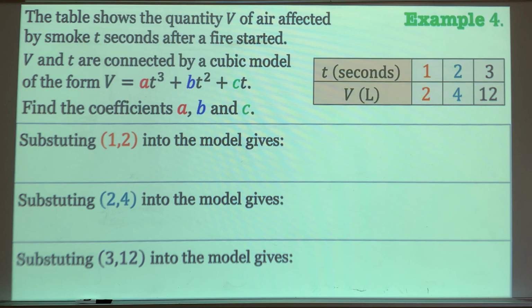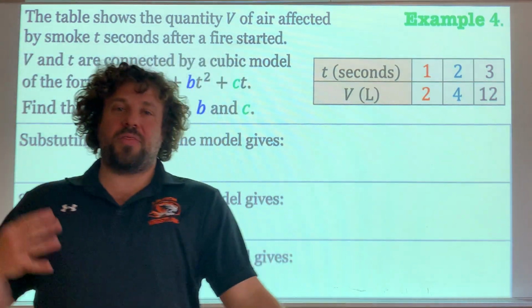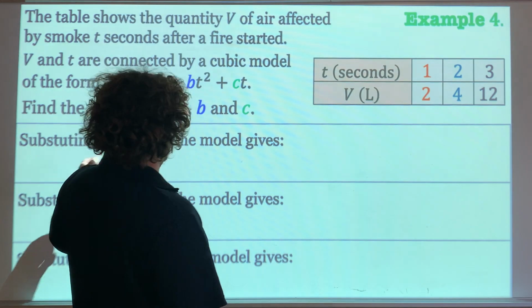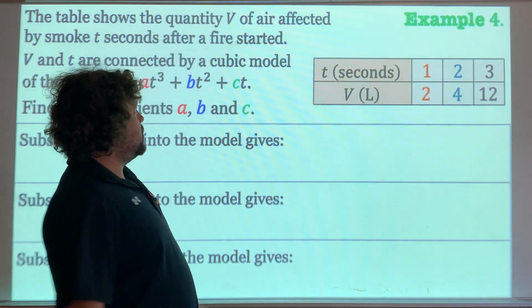Now, we're going to do an example with this, okay? With the example, what we're going to actually do here is create the model. So we're going to create the model, then use that model to solve for all this stuff. Because A, B, and C don't mean anything unless you have a model to put them back into. So let's look at this.